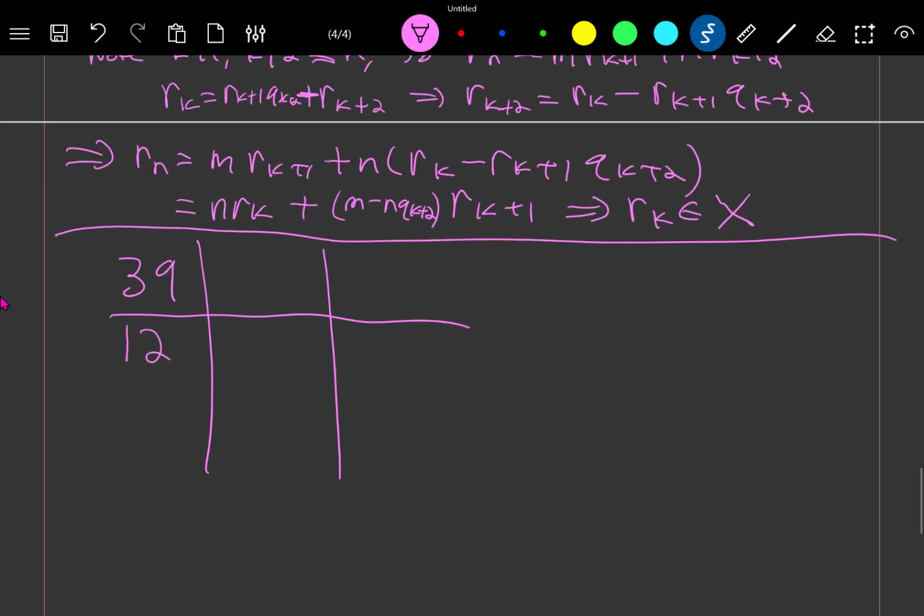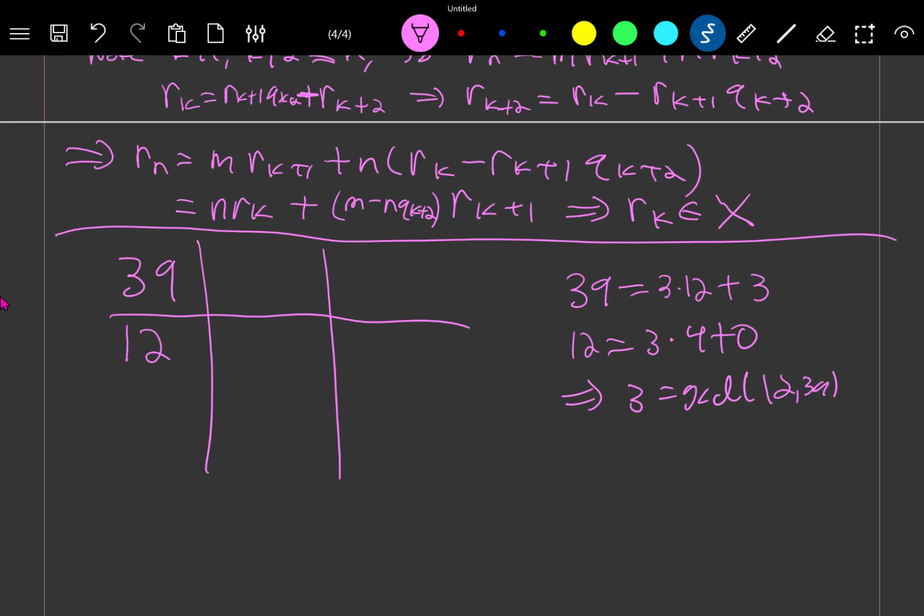So classically, how you could do this is you can say, okay, 39 is equal to 3 times 12 plus 3, and then 12 is equal to 3 times 4 plus 0. So this tells us that 3 is the GCD of 12 and 39. And furthermore, what you can do is you can take this equation here, and you can say, well, 39 minus 3 times 12 is equal to 3.